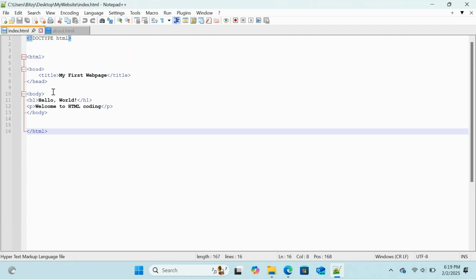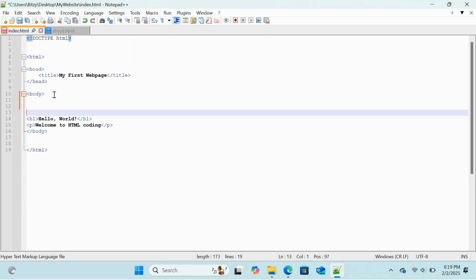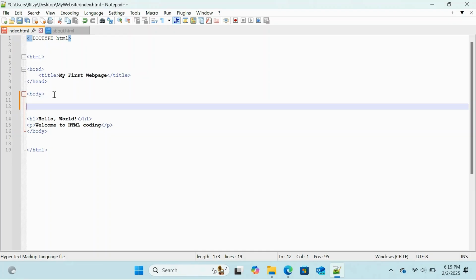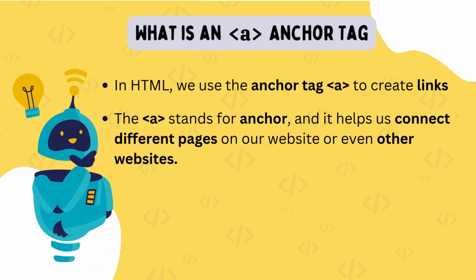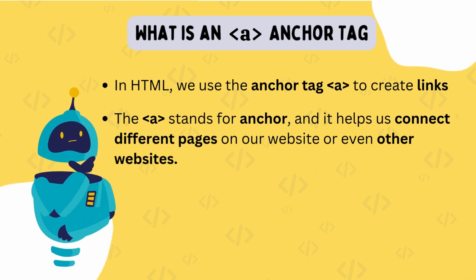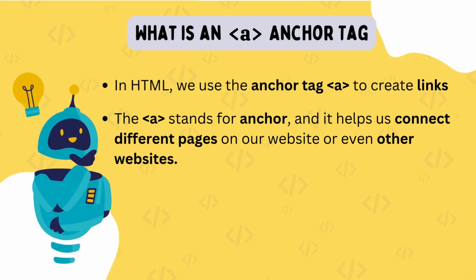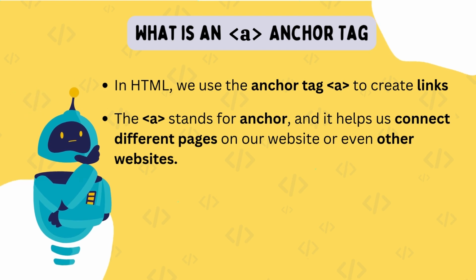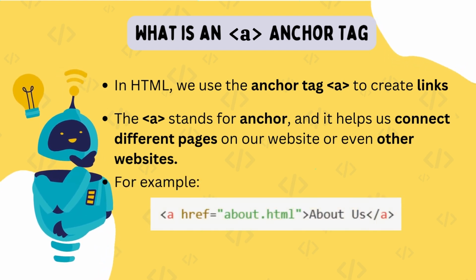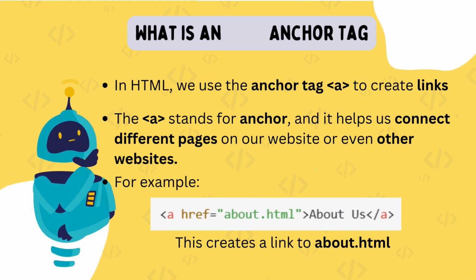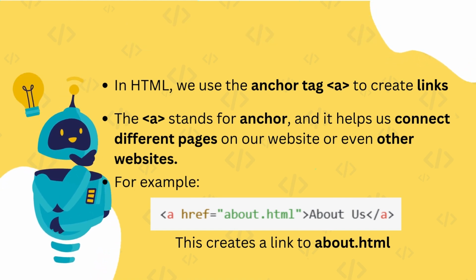Now we need to make a connection between our index.html and about.html pages. For that, we need to learn a new HTML tag which is called anchor tag. In HTML, we use the anchor tag to create links. The A stands for anchor, and it helps us connect different pages on our website or even other websites. For example, this creates a link to about.html.